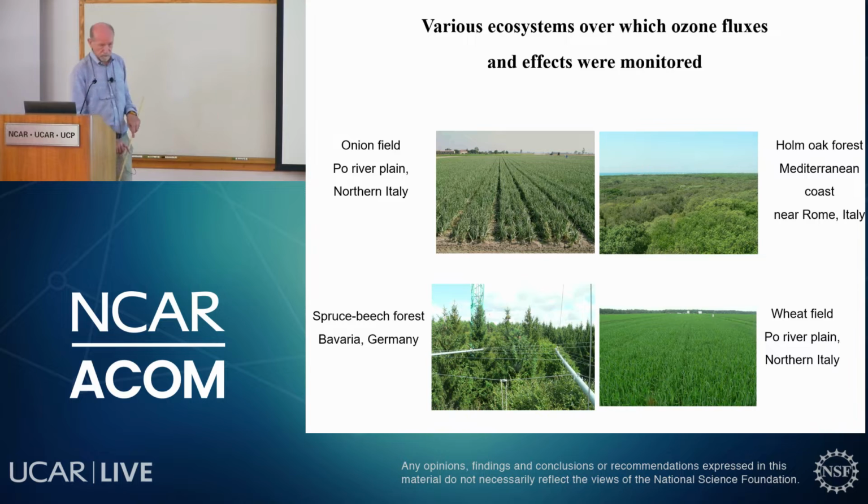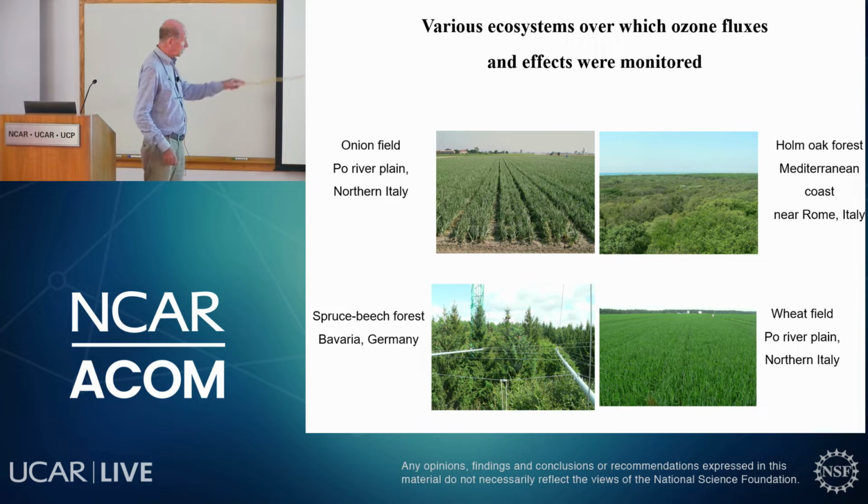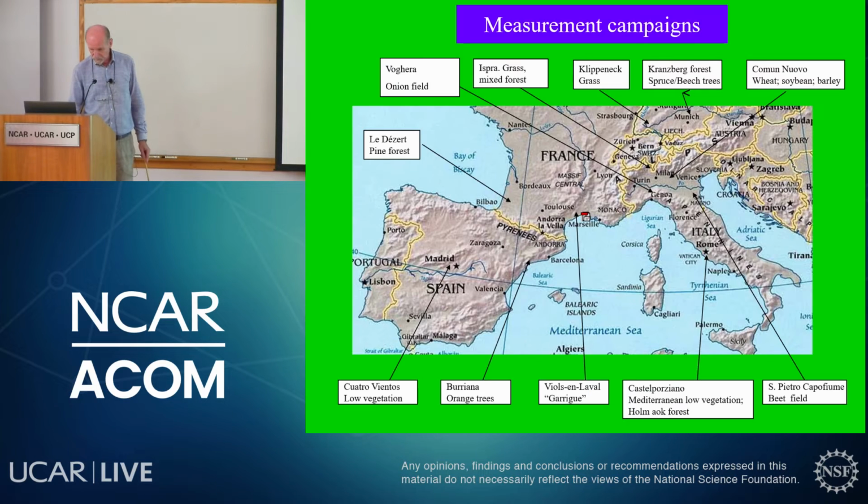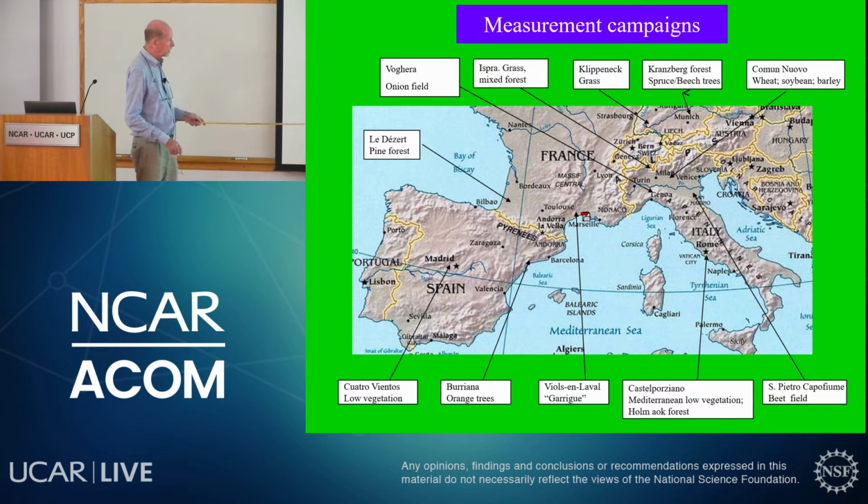Then various ecosystems have been studied. There are agricultural crops like onion and wheat field. Then forests, like a holm oak forest near Rome and a spruce-beech forest in Bavaria, in Germany, but I did not cite all of them. This is a map where we made measuring campaigns over Europe, mainly Southern Europe: Spain, Italy, Southern France, Southern Germany, and so on.